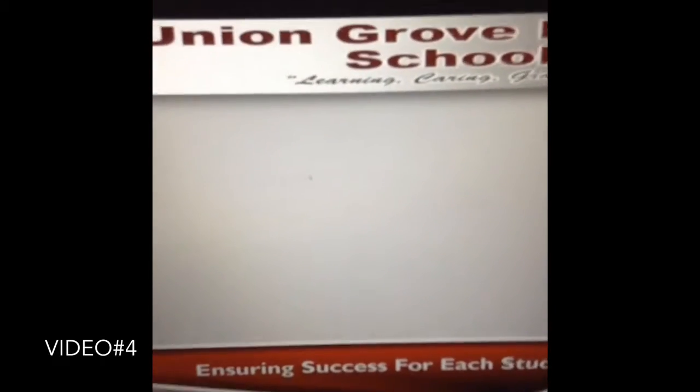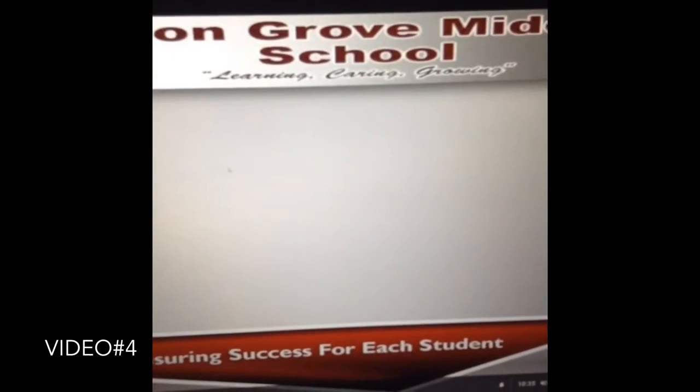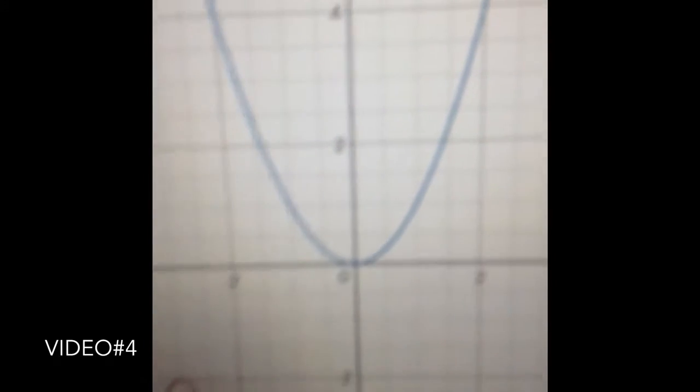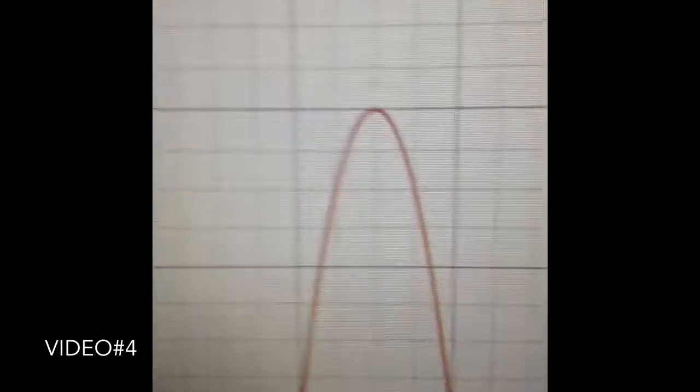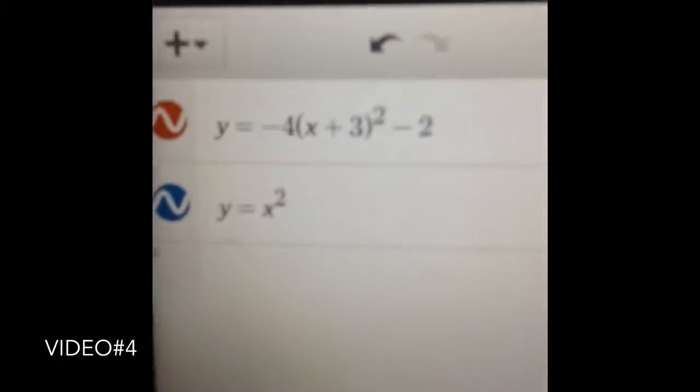So, let me show you how you could tell if a graph has been flipped, translated, or had any type of transformations. See now, this right here, y equals x squared, is the original problem. See how it curves from here and it goes up. Now, here is a different problem with some more numbers added to it. Here are the two different equations.